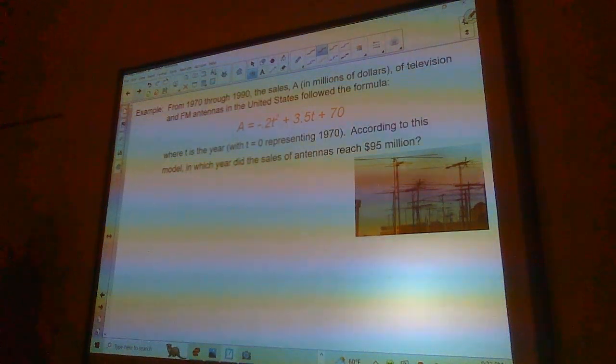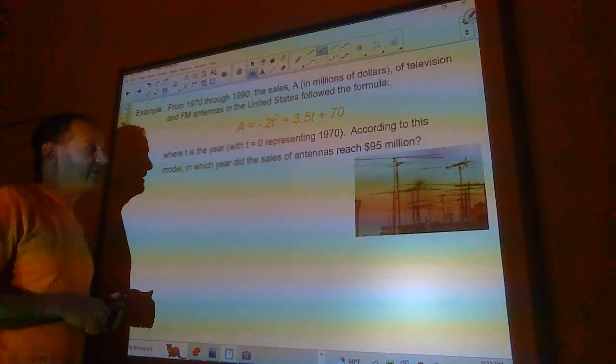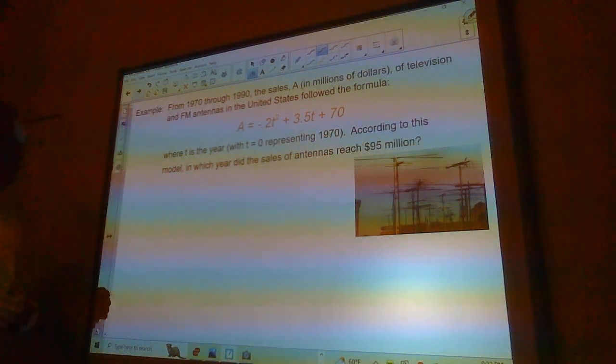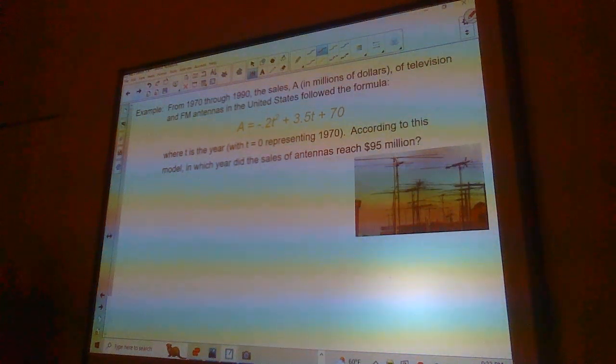From 1970 through 1990, the sales A, in millions of dollars, of television and FM antennas in the United States followed this formula: A equals -0.2t squared plus 3.5t plus 70, where t is the year, with t equals 0 being 1970. According to this model, in which year did the sales of antennas reach 95 million?